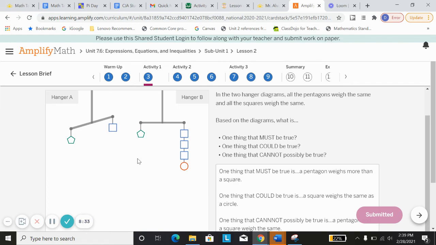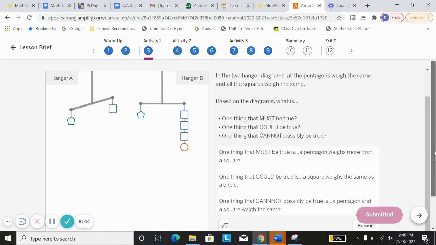That means it might be true, but there's no way to prove it. And this, what cannot possibly be true? What do you know for a fact cannot be true? And this is where you have to use your noticing skills, because there's no numbers. So I wrote, one thing that must be true is the pentagon weighs more than the square, right? I know that because look at this. This is pulling down more than this. So I don't know how much they weigh, but this has to weigh more.